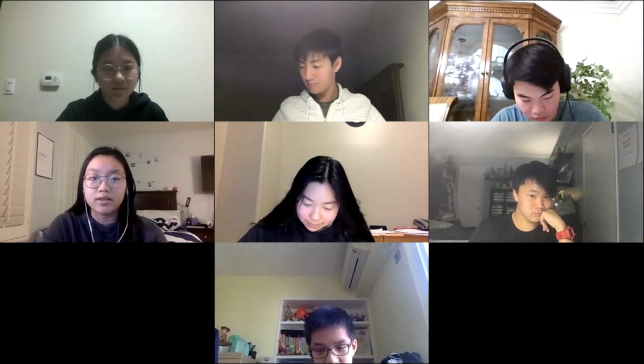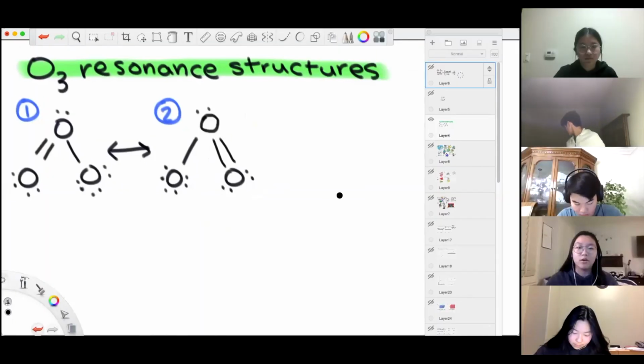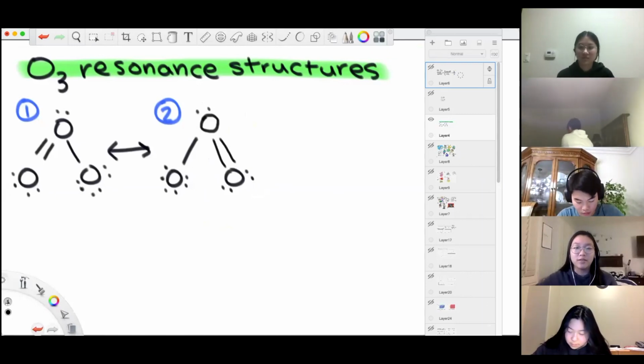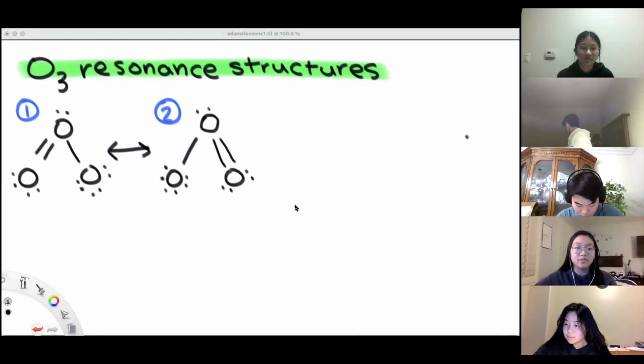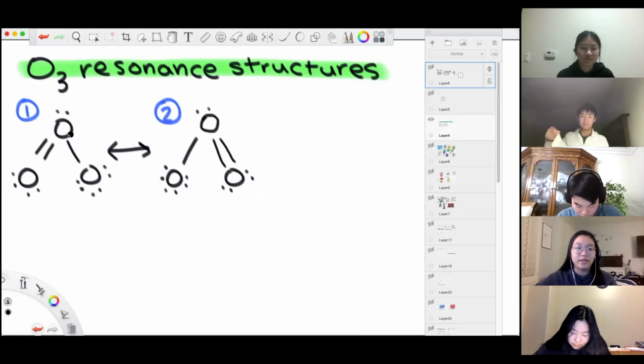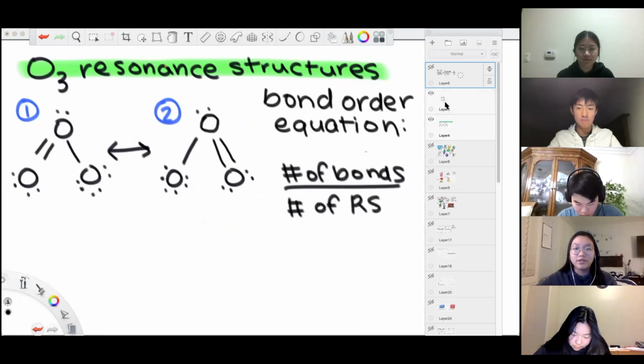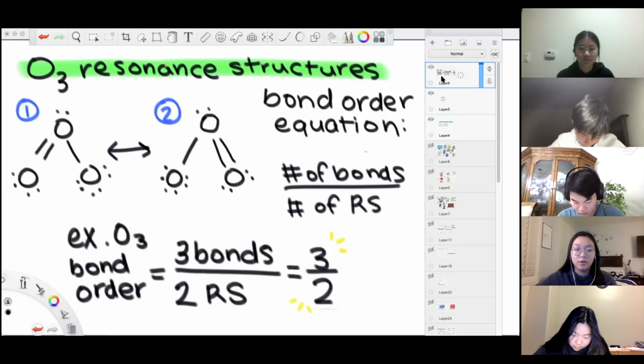Yeah, so for this question, we'll probably need to talk about resonance structures first. Resonance is basically a way of describing bonding in certain molecules when there are several contributing structures. For example, O3 has 2 resonance structures because there are 2 potentially equal dot structures that could be drawn. And we need this because it's part of the bond order equation, which is basically number of bonds over number of resonance structures. For example, O3 has 3 bonds and 2 resonance structures, making the bond order 3/2.